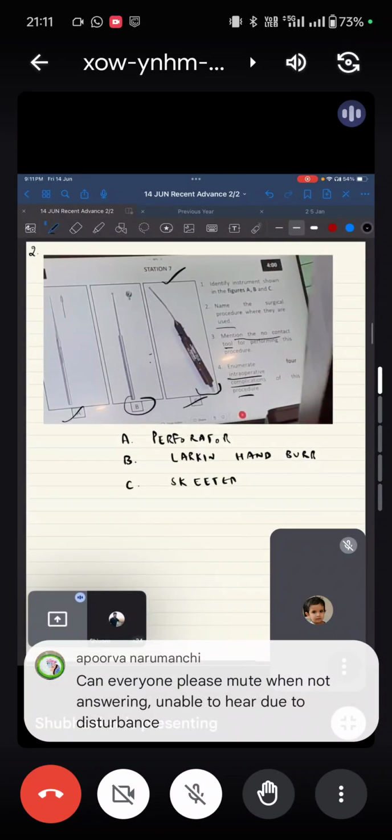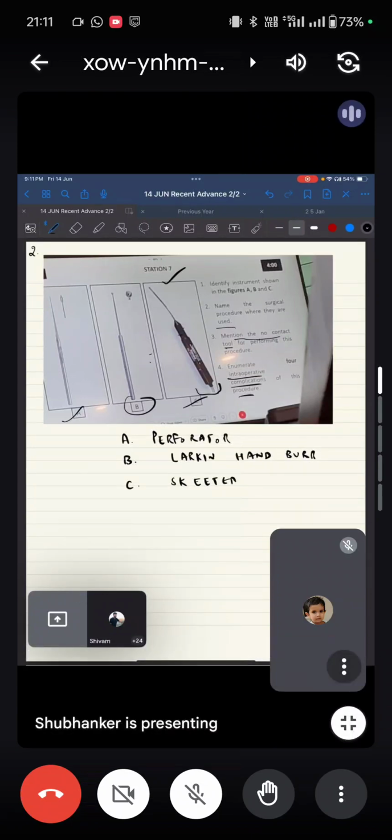Any confusion to anybody of all these four questions? Lovely. Can we proceed further? So please, don't forget the photo of the Skeeter. Skeeter is very important. A, everybody knows perforator, and B is Larkins. Okay? The name, try to remember it. You will remember it. Okay.